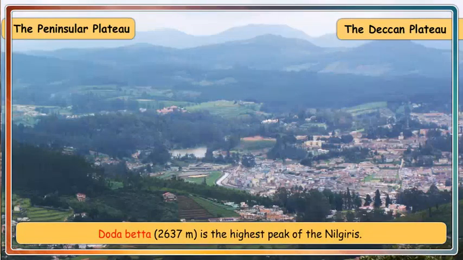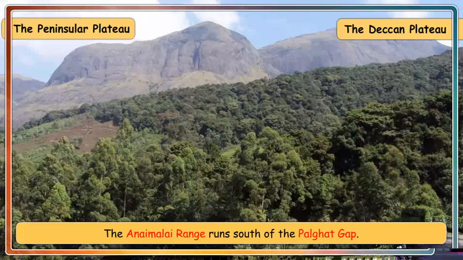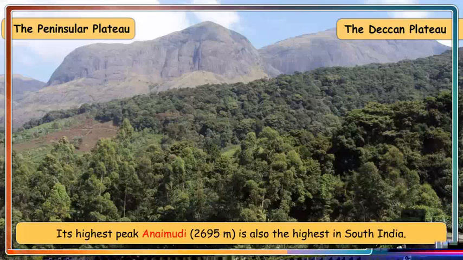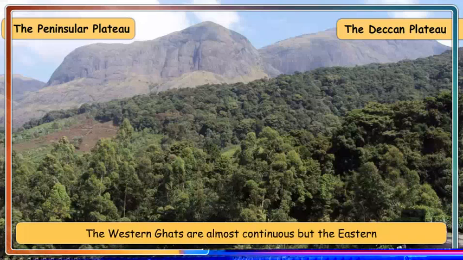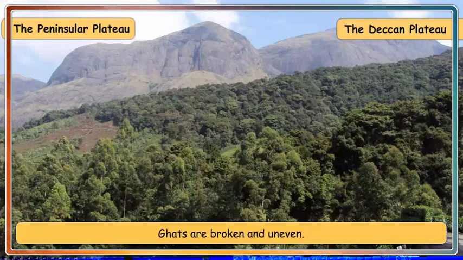Doda Betta, 2637 meter, is the highest peak of the Nilgiris. The Anamalai range runs south of the Palghat Gap. Its highest peak, Anamudi, that is 2695 meter, is also the highest in South India. The Western Ghats are higher than the Eastern Ghats. The Western Ghats are almost continuous, but the Eastern Ghats are broken and uneven.